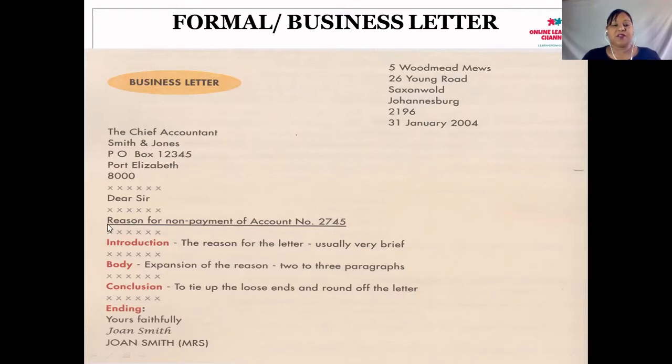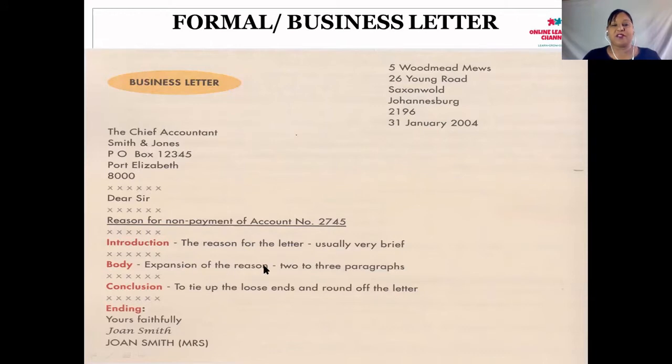Leave a line, and you would write down your subject line, which is the reason for non-payment of account number 2745. You will bold it and underline it. You will leave another line, and then you would start your first paragraph, which is your introduction. The reason for the letter, make sure it's very brief. Leave a line. Then you go into the body of your letter, which is the second paragraph.